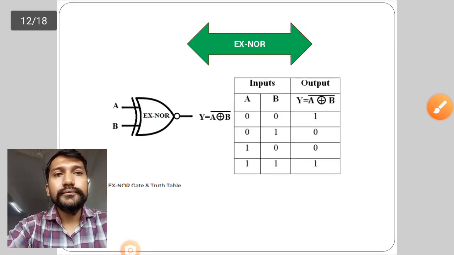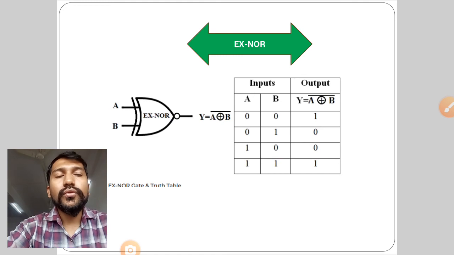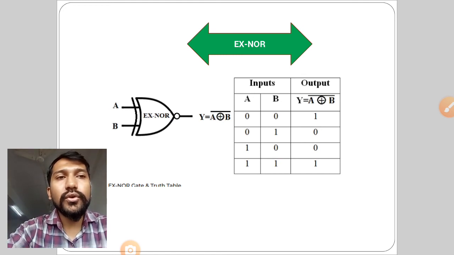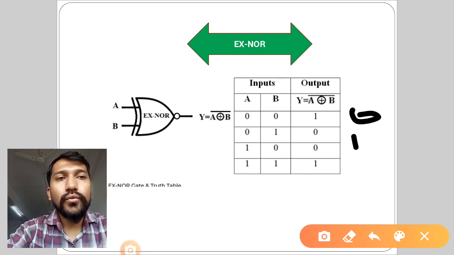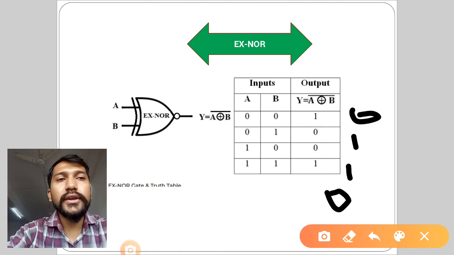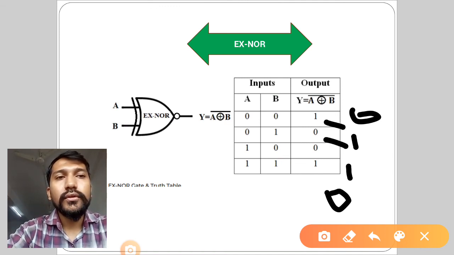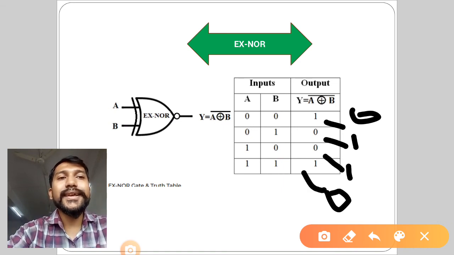Now let us see XNOR. It is exactly opposite. What was the truth table of XOR gate? 0, 1, 1, 0. Now XNOR is opposite. So 0 is replaced by 1, 1 is replaced by 0, again 1 is replaced by 0, and this 0 is replaced by 1. That is exactly opposite. So XNOR and XOR.